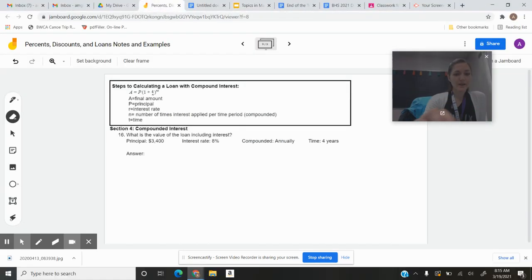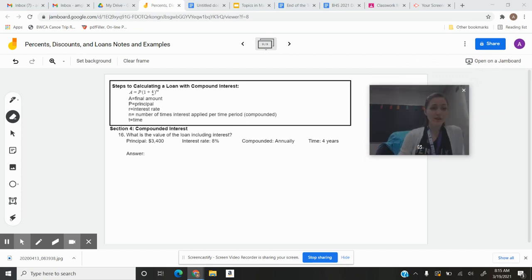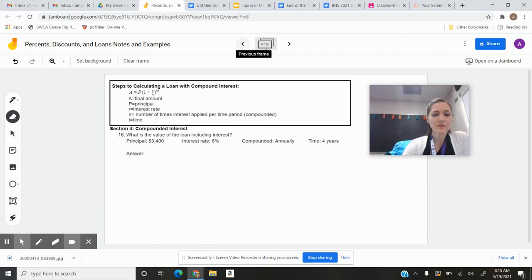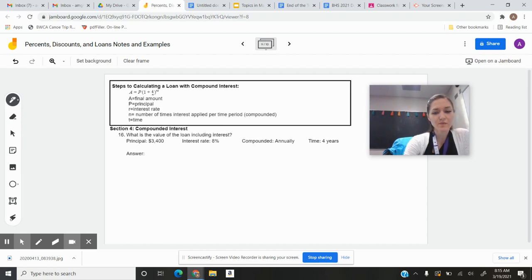Okay, we'll go ahead and start with some examples. If you do not have your percents, discounts, and loans assignment open, make sure you do so, because we're going to go over number 16. The nice thing about this one is they give us the principal, they give us the interest rate. It's being compounded annually, and we know that just means 1. And our time is 4 years. So now we just need to take all this information and put it into our equation.